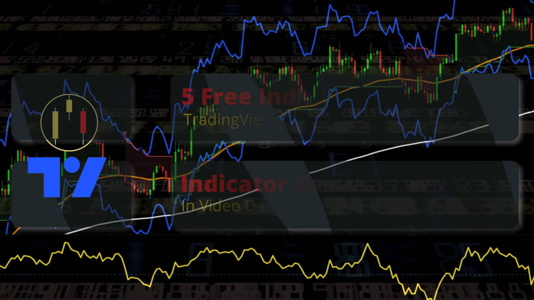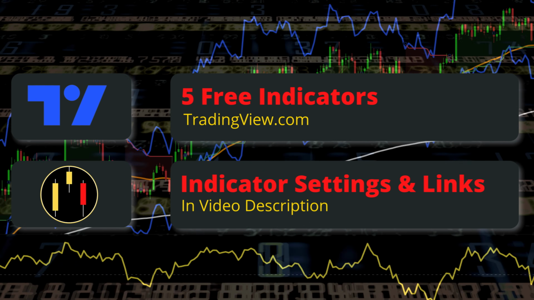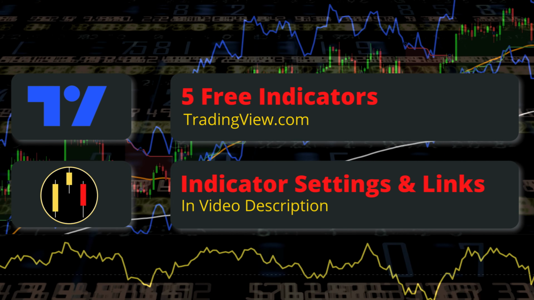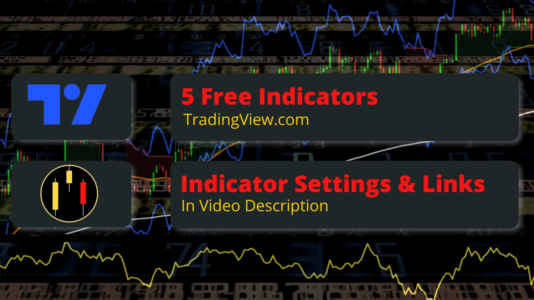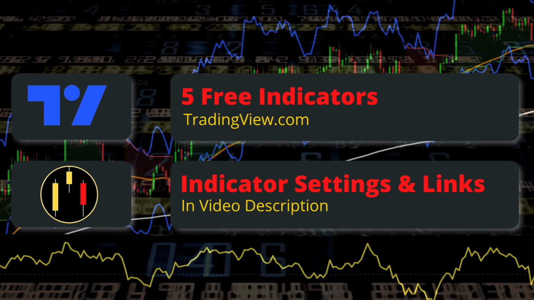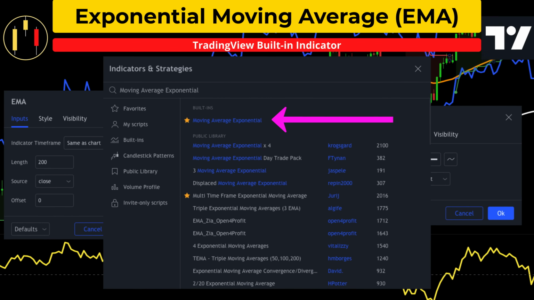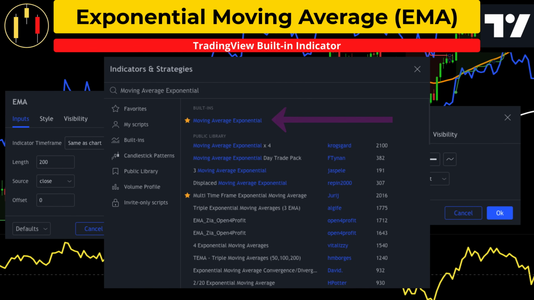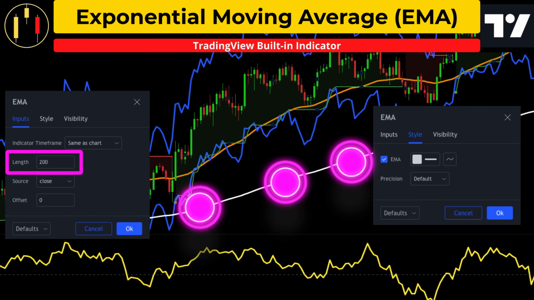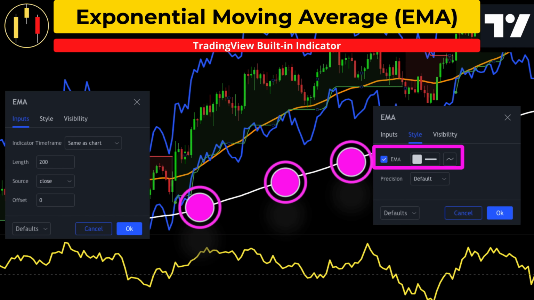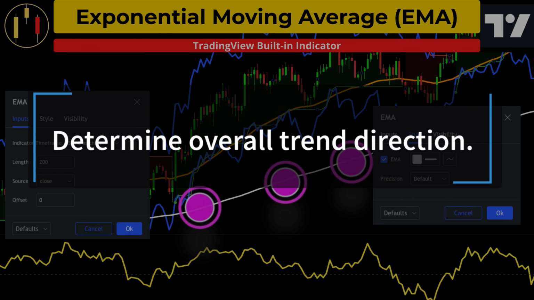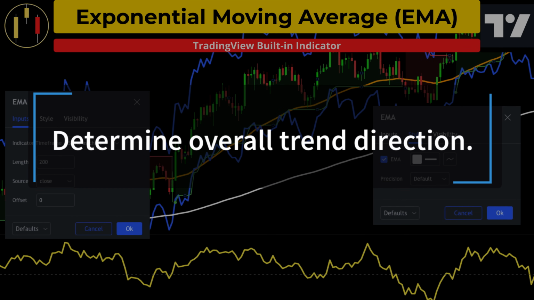This trading strategy uses 5 free TradingView indicators. As always, links and settings to all indicators are listed in the description below. The first indicator is the Exponential Moving Average, or EMA. I am going to set the length to 200 and color it in white. The 200 EMA will be used to determine overall trend direction.